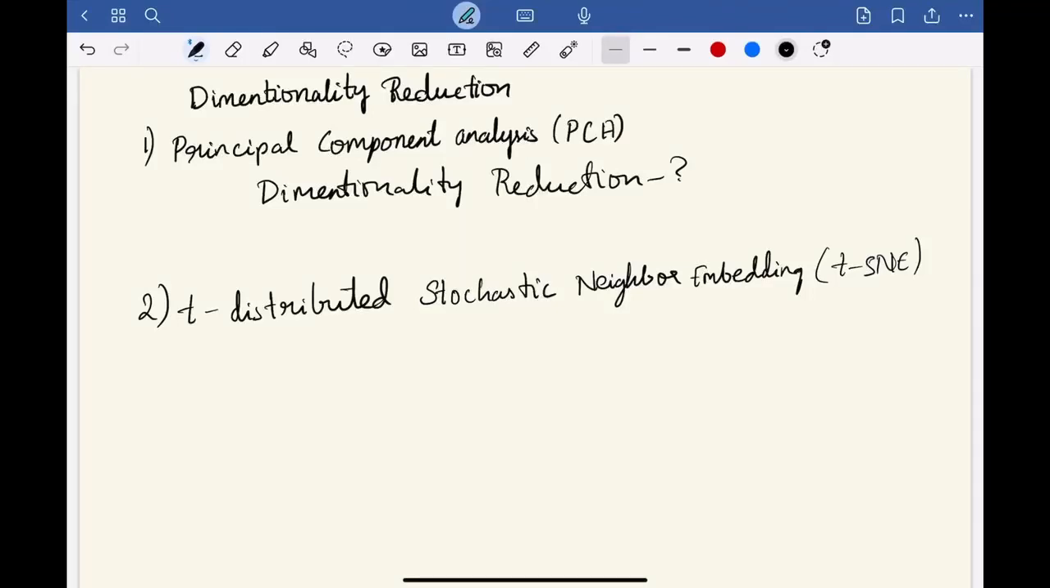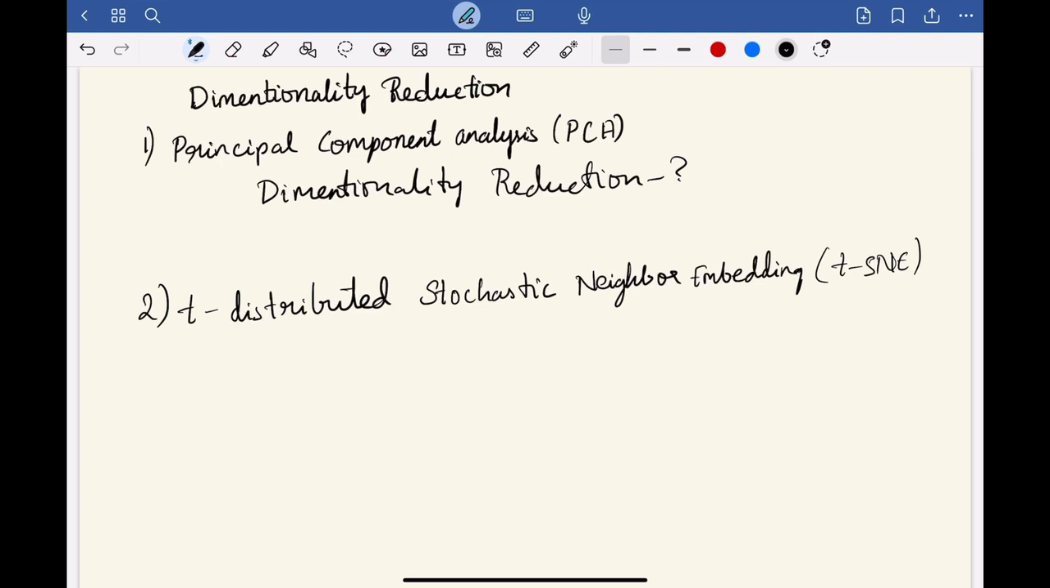Hello everyone. Previously, we have discussed dimensionality reduction and how to do it using PCA, its working principle. Today, let us focus on t-SNE, which stands for t-distributed stochastic neighbor embedding. It is also a dimensionality reduction method used for visualizing high dimensional data.